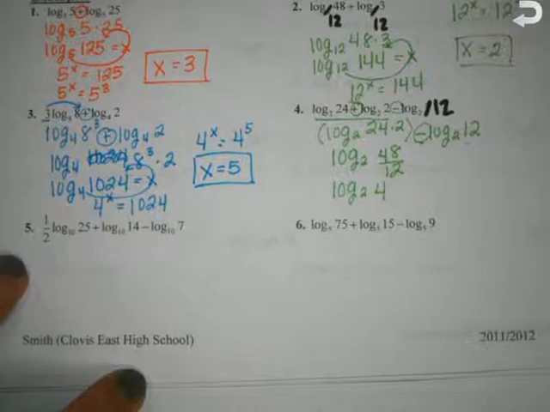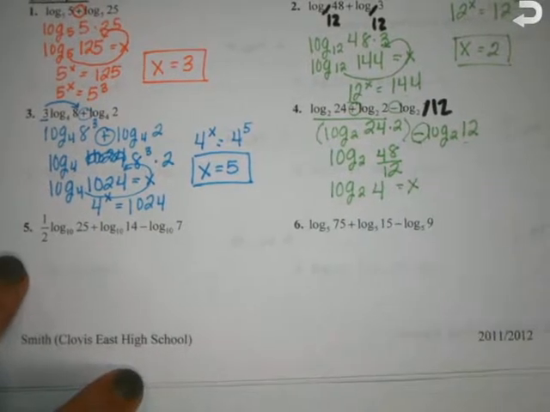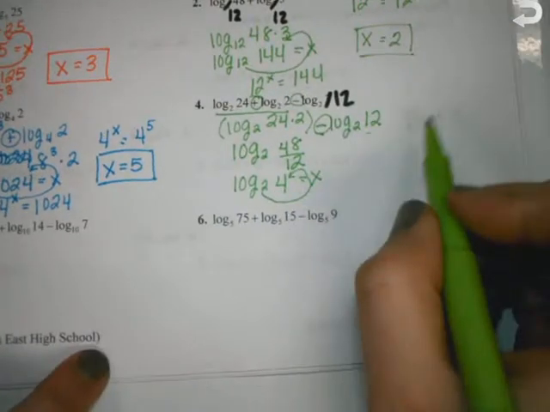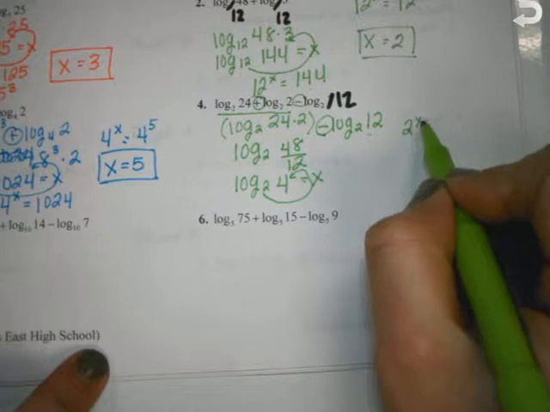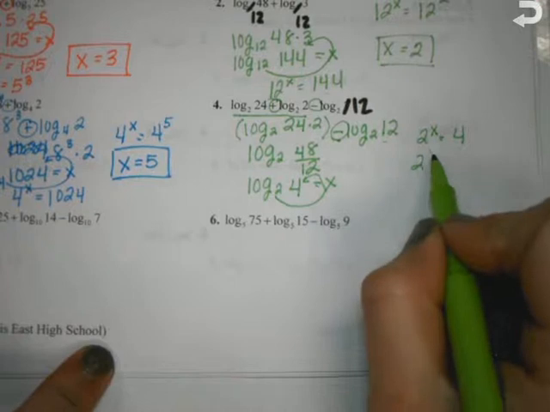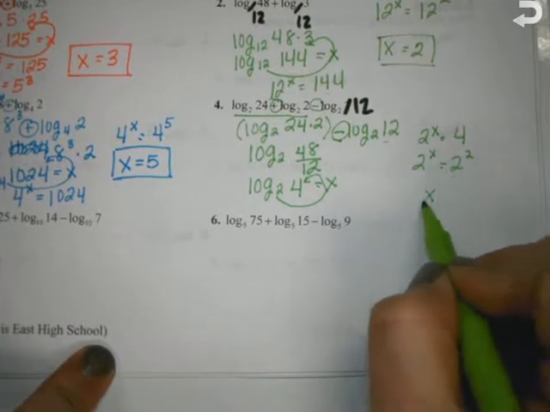So we set the whole thing equal to x. And that gives me 2 to the x equals 4. So I'm going to move my work over here. Now 4 is the same as 2 to the what power? Second power. So we drop the bases and x equals 2.